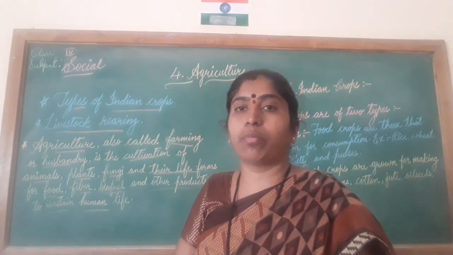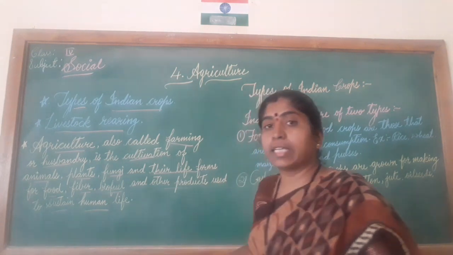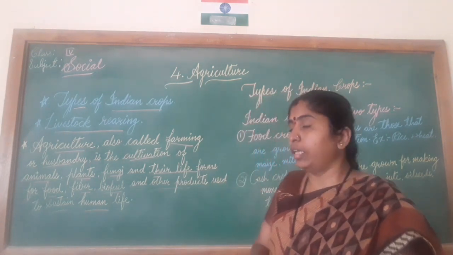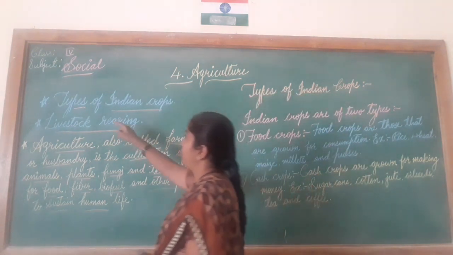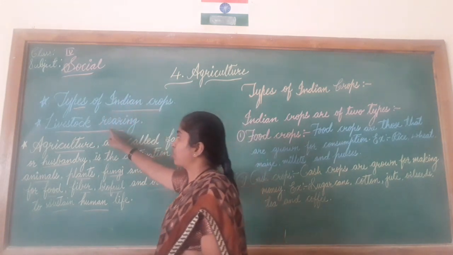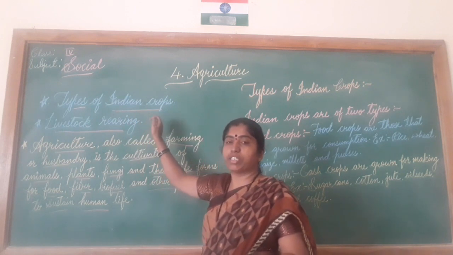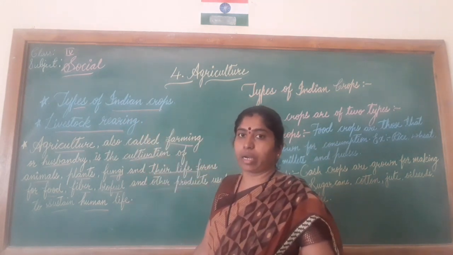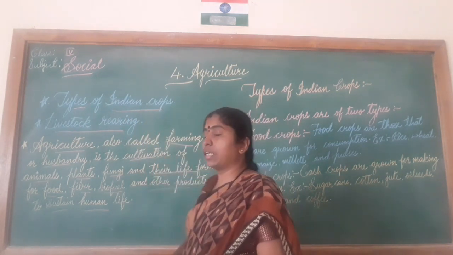Today you are going to learn about the 4th chapter, that is agriculture. In this lesson you are going to learn about the types of Indian crops and livestock rearing. These are the 2 points which you are going to learn in this video now. Okay children? So first let's start.